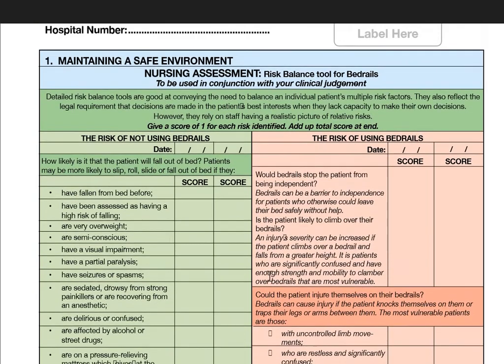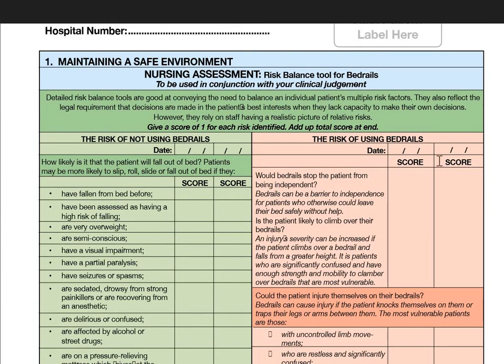So we'll go through the red side now. So the risk of using bed rails, we put in our date. Would the bed rails stop the patient from being independent? Bed rails can be a barrier to independence for patients who otherwise could leave their bed safely without help, okay? So we shouldn't be using bed rails for those kind of patients. We might have a patient who is confused or who is likely to wander, but they can get out of bed safely. We cannot pull up the bed rails to try and prevent a patient from wandering, okay? So if that's the case, we put in a score of 1.